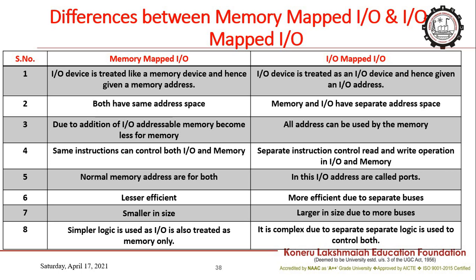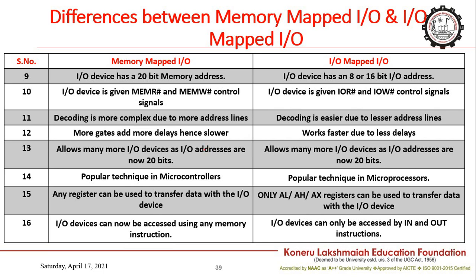while isolated IO has separate address spaces. Some instructions can control both IO and memory. Separate instructions control read and write operations in IO and memory. Normal memory addresses are for both. In isolated IO, IO addresses are called ports. Memory mapped is less efficient, while isolated is more efficient due to separate buses. Memory mapped is smaller in size, while isolated is larger in size due to more buses. Simpler logic is used as IO is also treated as memory only. In isolated IO, it is complex because it is separate, which is used to control both.